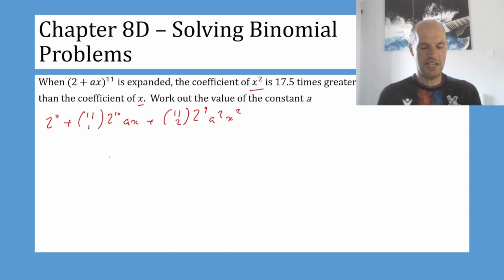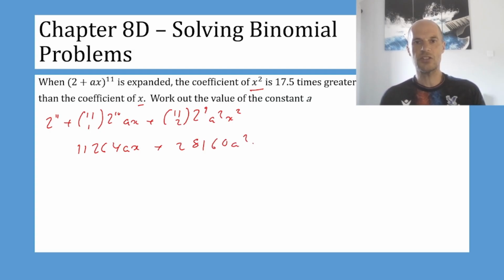Let's do some calculations. So 11 choose 1 is 11 times 2 to the power of 10. So we're going to get a fairly big number here. 11264ax plus 11 choose 2, which is 55, times 2 to the power of 9. That is 28,160 a squared x squared.